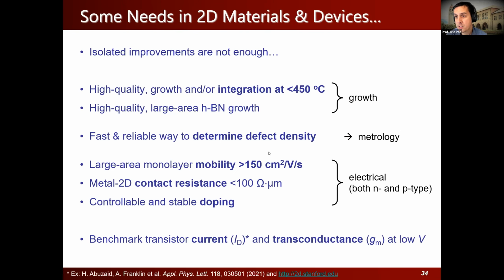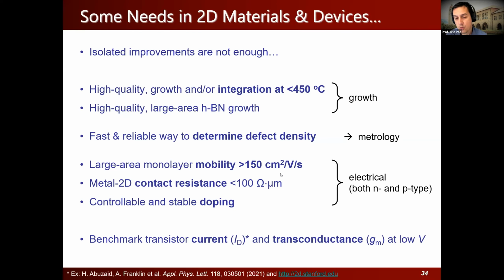Then we also need advances in metrology. Right now, all our 2D materials have lots of defects, and we don't have a quick way of measuring the defect densities. So metrology is super important, I think, if we want to advance this field more rapidly. And then, of course, everyone wants higher mobility. But having done some calculations, I think for monolayers, mobilities of about 150 are already good enough because you are able to beat silicon already at that thickness regime, at least.